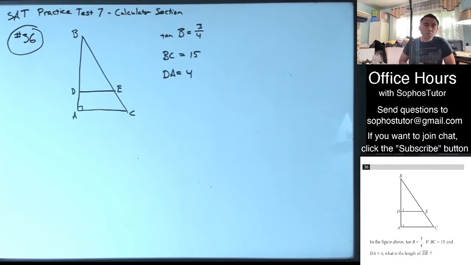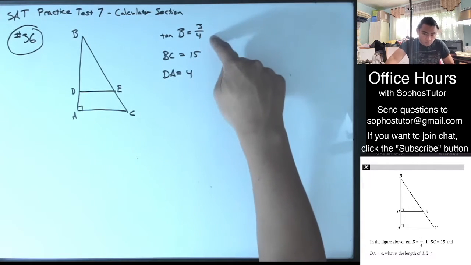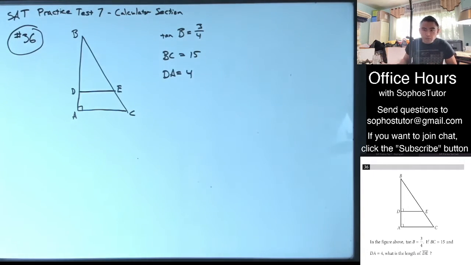Thanks. So the problem that we're going to look at today is from SAT Practice Test 7, the calculator section. It's problem number 36. It's a gridding question involving trigonometry. And I've gone ahead and listed the key piece of information on the right, but I will still go ahead and read the problem. In the figure above, tangent B is equal to 3 over 4. If BC is equal to 15 and DA equals 4, what is the length of DE?